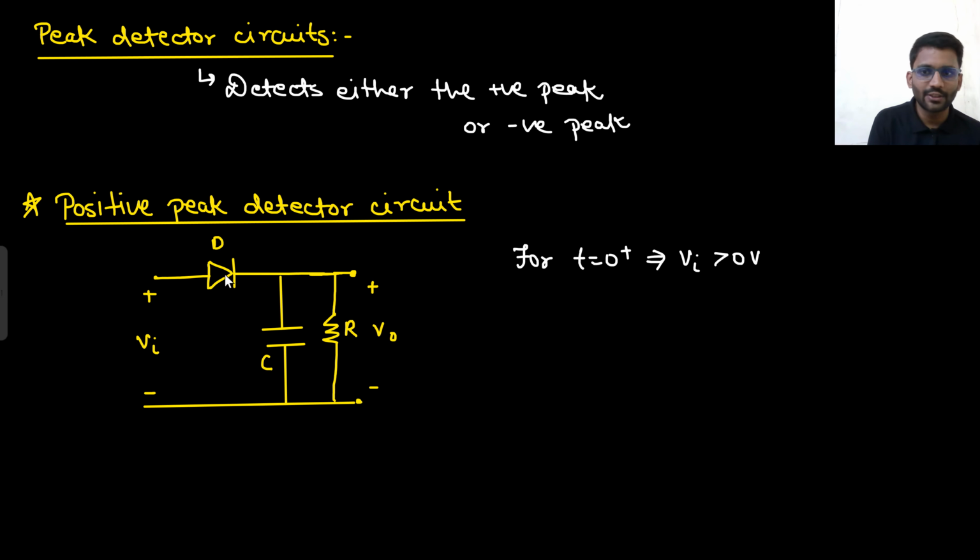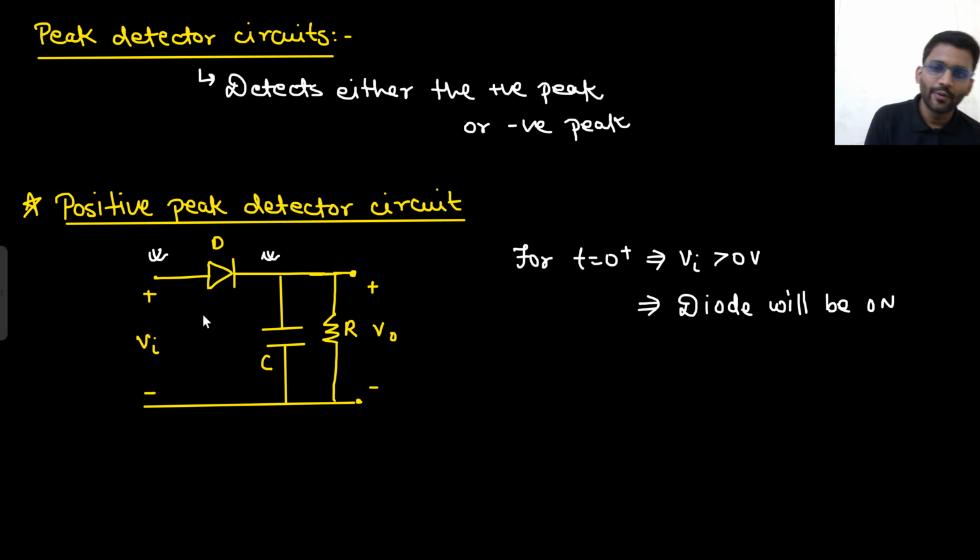And if it is greater than 0, this side is greater than 0, and this side is 0. That means the diode will be on. Let's call this VC. VC is equal to Vout only at this time.